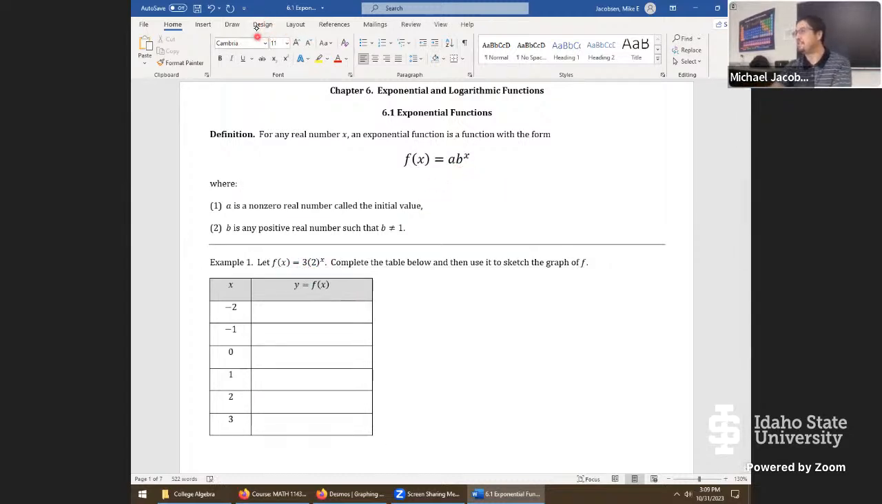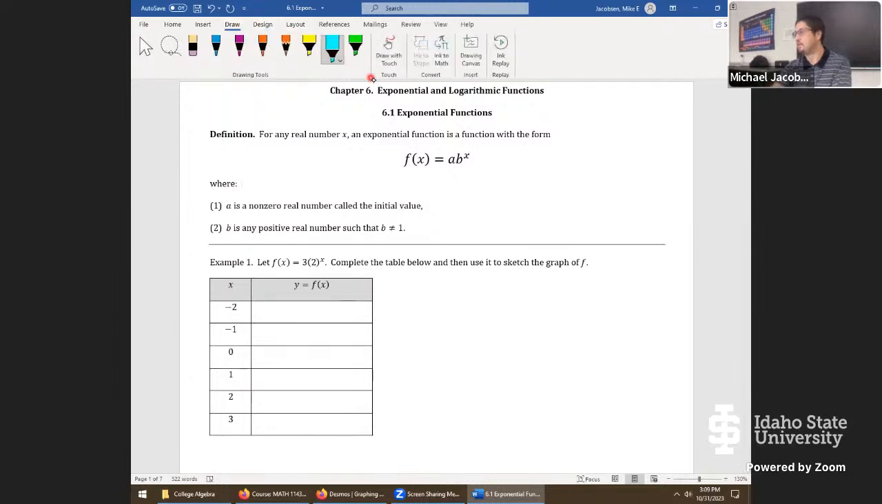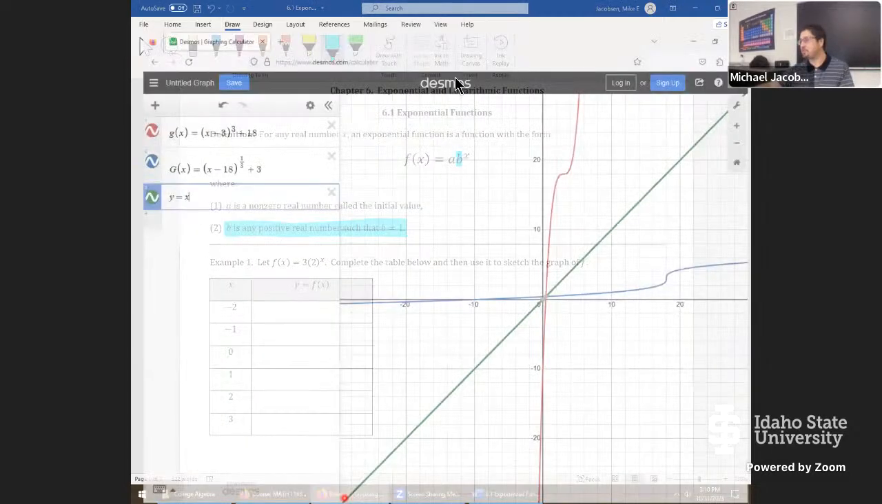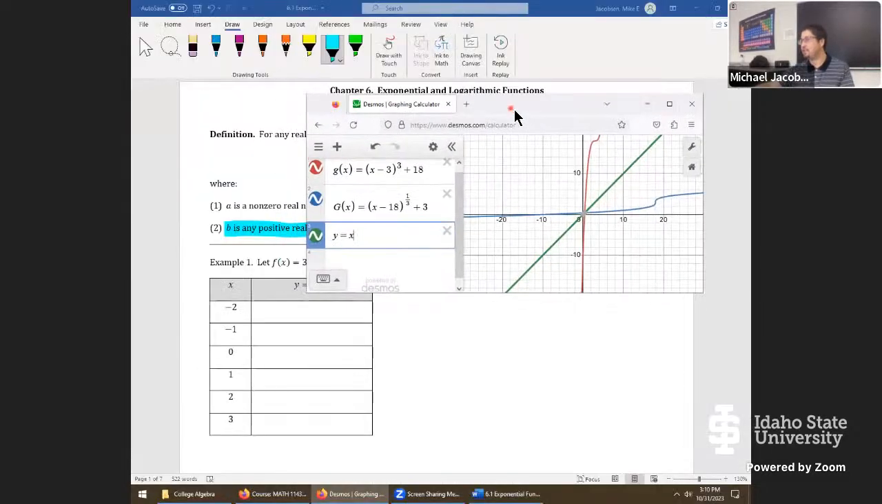So that base right here is the base to the actual exponent of x, and the base has to be positive, and it can never equal 1. There's good reasons for that. Let's check it out on Desmos. Let's put in a really fast function.